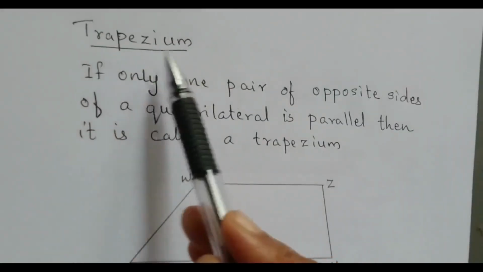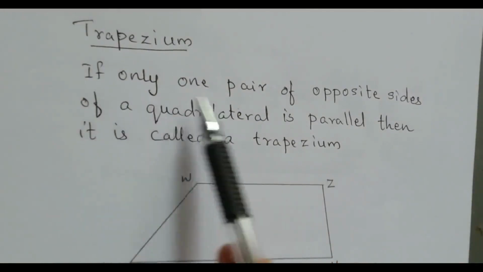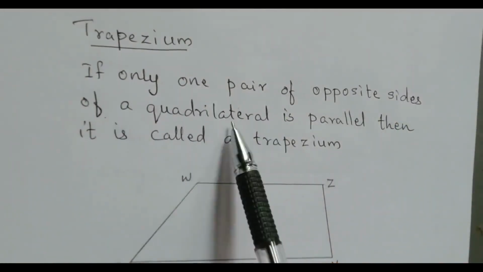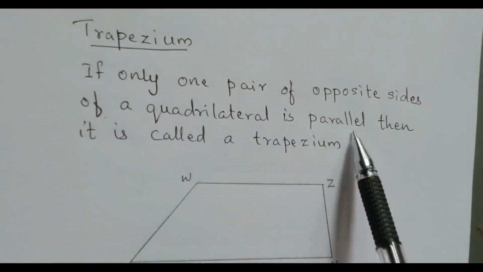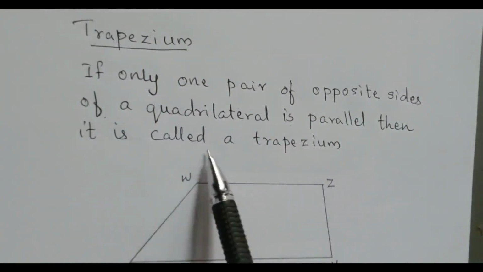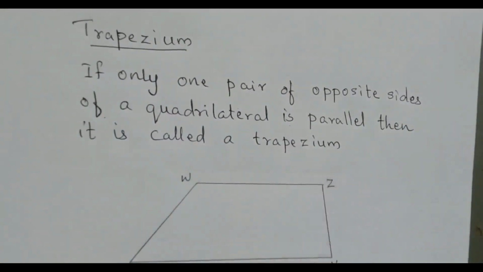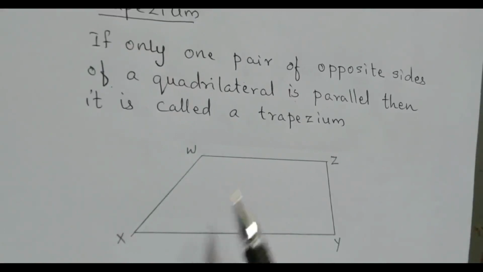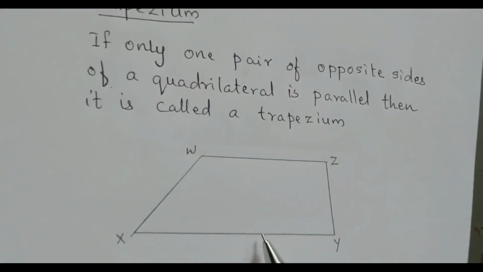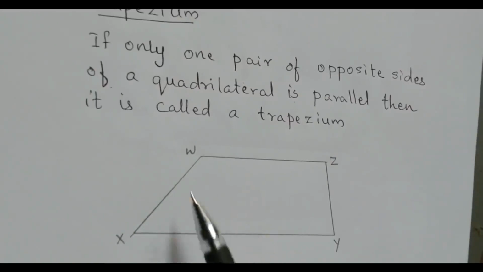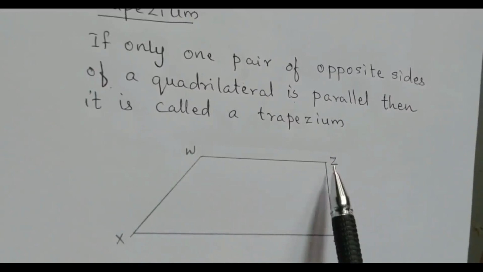Now let's see what is a trapezium. If only one pair of opposite sides of a quadrilateral is parallel, then it is called a trapezium. Now in this quadrilateral, the sides WZ and XY are parallel. Only one pair of opposite sides are parallel in this quadrilateral. So WXYZ is called a trapezium.